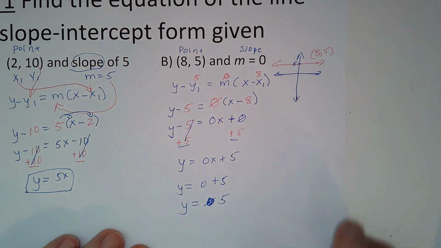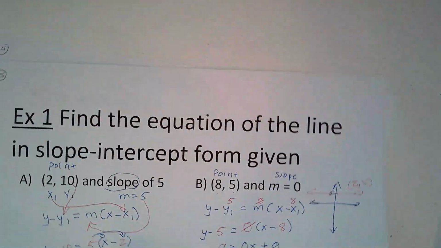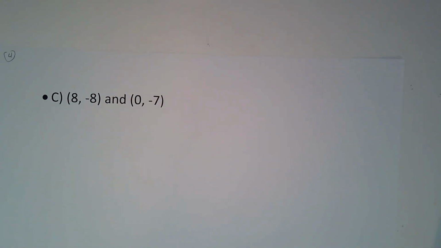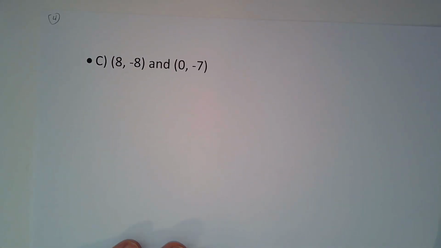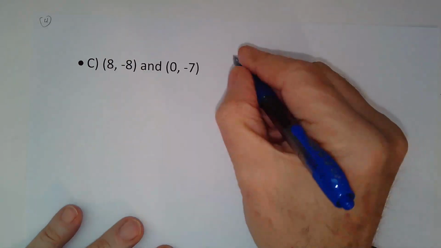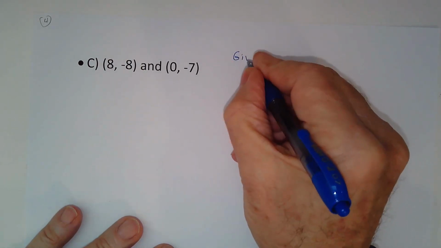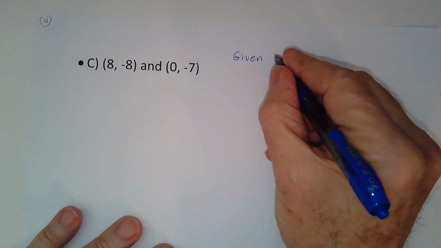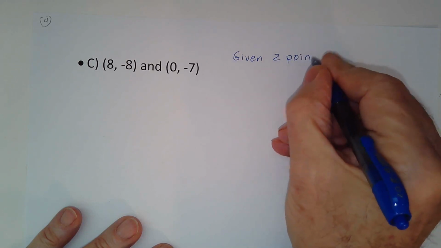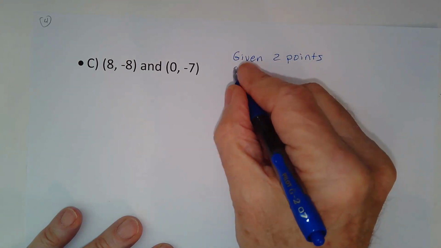So you can see that it's correct. Okay. All right. So those are the first two. Now we're going to go to our last problem. So our last problem, they give us 2 points. So when they give you 2 points, you have to find the slope first. So I'm going to write that. Given 2 points, find the slope first.